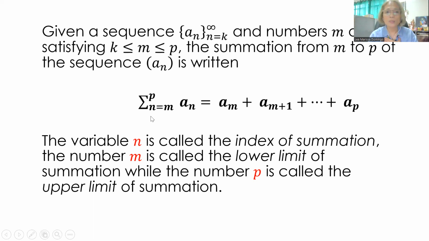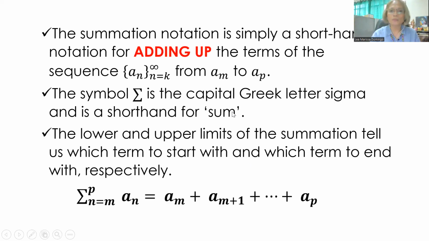Okay? So the variable n is called the index of summation. The number m is called the lower limit, while the number p is called the upper limit of summation. So yung upper limit, siya yung last. Okay? Yung lower limit, siya yung start. Okay? Now, here are some notes.